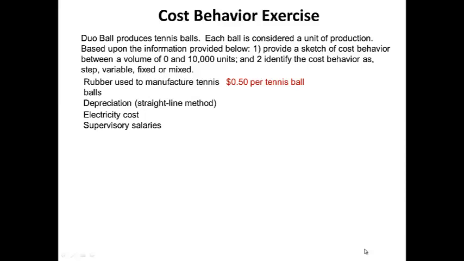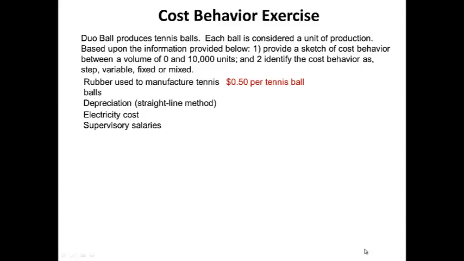In this case, the company is called Duo Ball. It produces tennis balls. Each ball is considered a unit of production. Based upon the information provided below, one, provide a sketch of the cost behavior, in other words, a cost graph between a volume of 0 and 10,000 units. And two, identify the cost behavior as a step cost, a variable cost, a fixed cost, or a mixed cost.